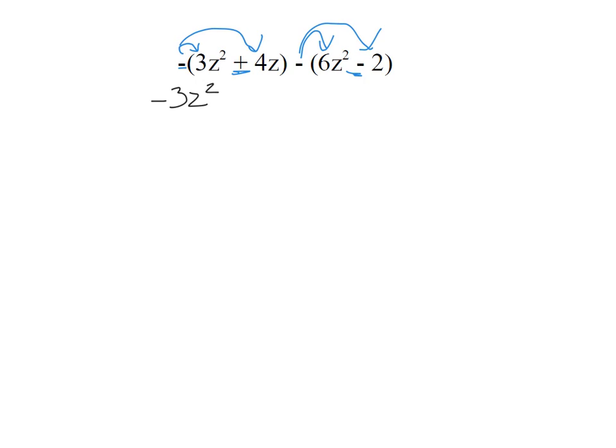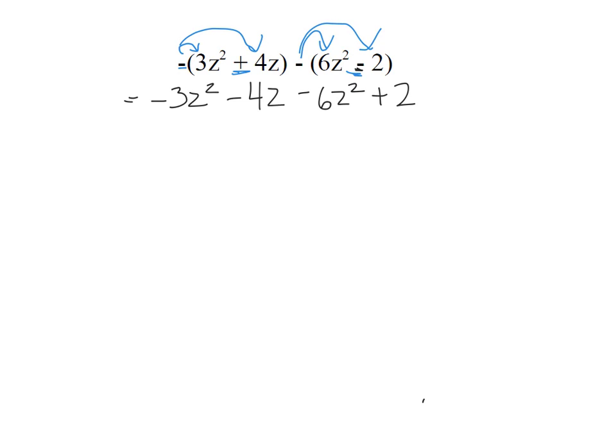So 3z squared, and then 4z, which was a positive 4z, is going to become minus 4z. And then when I take the brackets off the next one, I'm going to get negative 6z squared, and I'm going to get positive 2. So the negative operator here became a positive because if I multiply negative 1 times negative 2, I would get positive 2. Alright, so I have it written out.